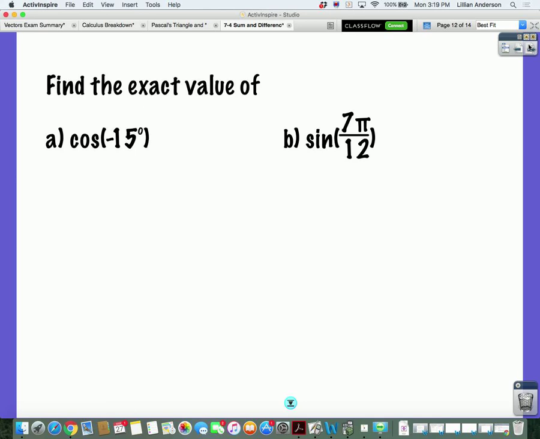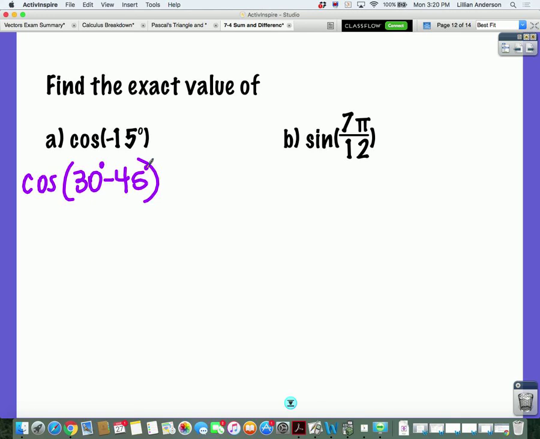Because once you figure out what those 2 angles are, then you'll use the sum and difference identities to find their exact value. So think about it. What degree measures, I need 2 of them, will either add to give me a negative 15 degrees or subtract to give me a negative 15 degrees? And they have to be on your unit circle. Well, the 2 that I came up with are 30 and 45. If I do 30 minus 45 degrees, doesn't that give me a negative 15 degrees? It does. So basically, I rewrite it as 30 degrees minus 45 degrees.